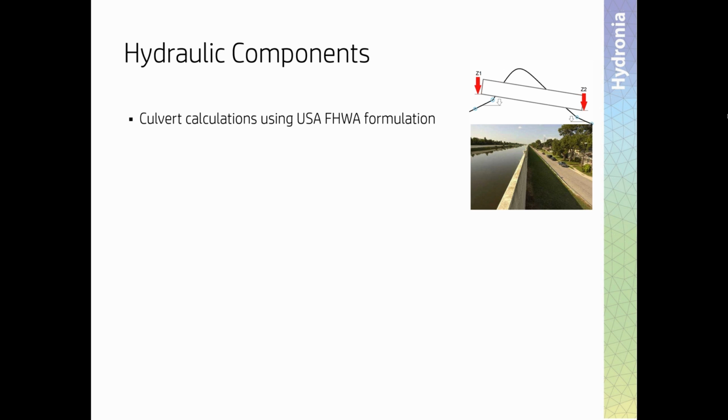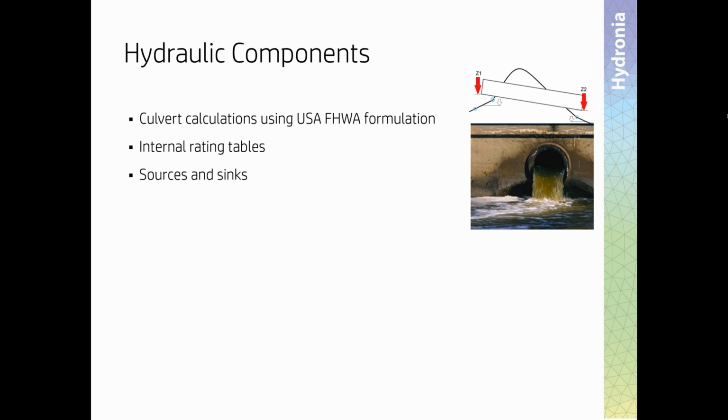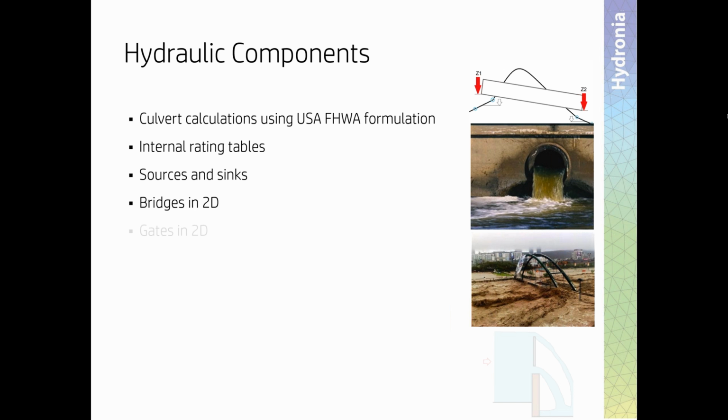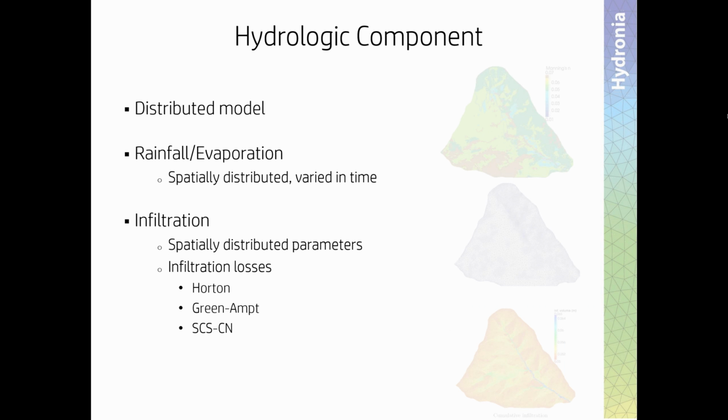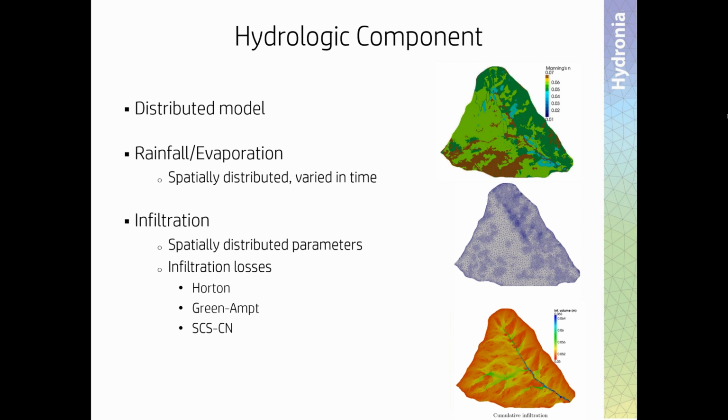Now, the hydraulic components include culverts, internal rating tables, sources and sinks, bridges in 2D, gates in 2D, and weirs in 2D, so you can model levees and sound walls. You can also have levees with variable crest elevations along the levee or the weir. And we recently added variable roughness with depth to model vegetated terrain.